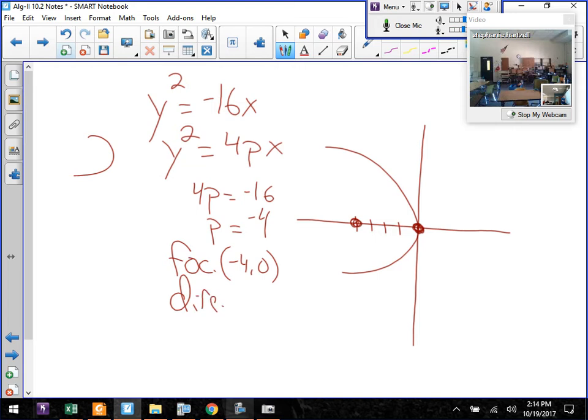Where is the directrix? At x equals 4. That's how you do it.